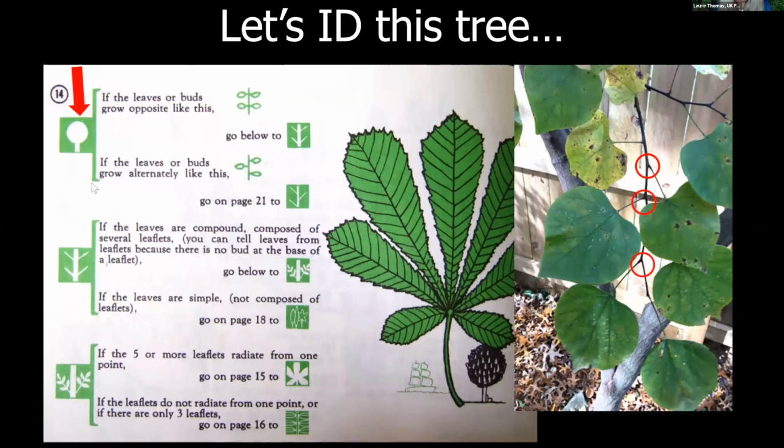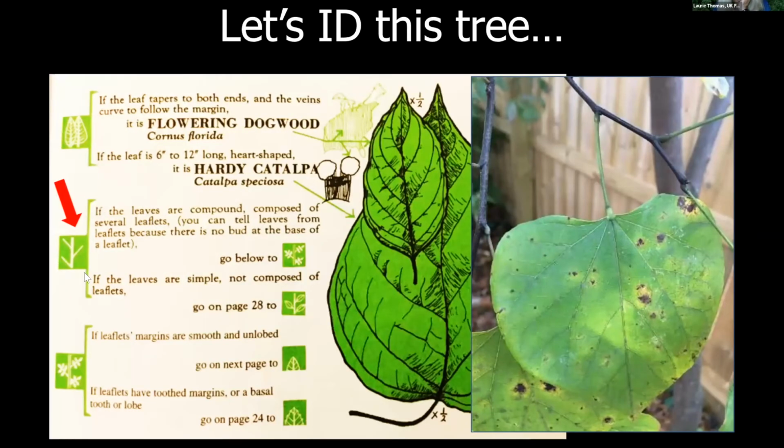We go to the very top bracket, and we've got that lollipop or stylized tree. And now this next question is just like I said. The first one is needles or broadleaves. The second one is going to be about leaf arrangement. So it asks you if the leaves or buds grow opposite like this, and it even shows you what it means, or if the leaves or buds grow alternately like this. And I've circled these for you, and you can see that hopefully everybody got that they are alternate arrangement. So now we remember what that twig looks like with the alternately arranged branches on it, and carry that over to page 21.